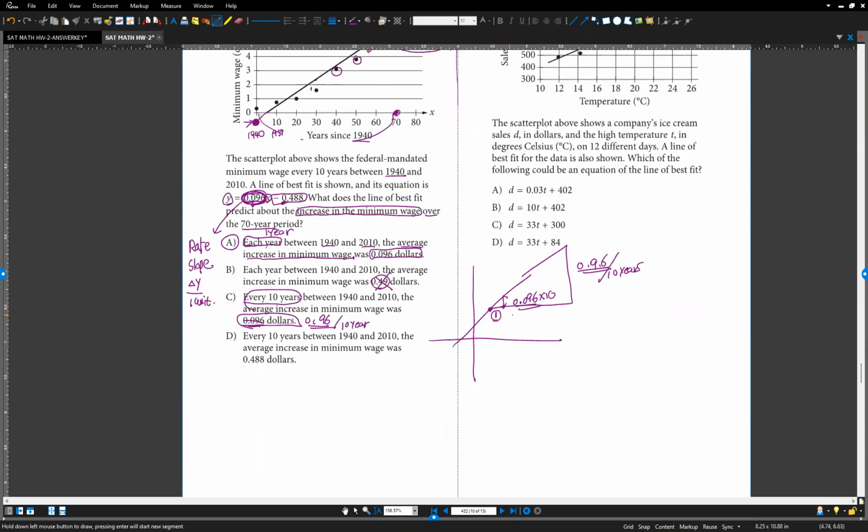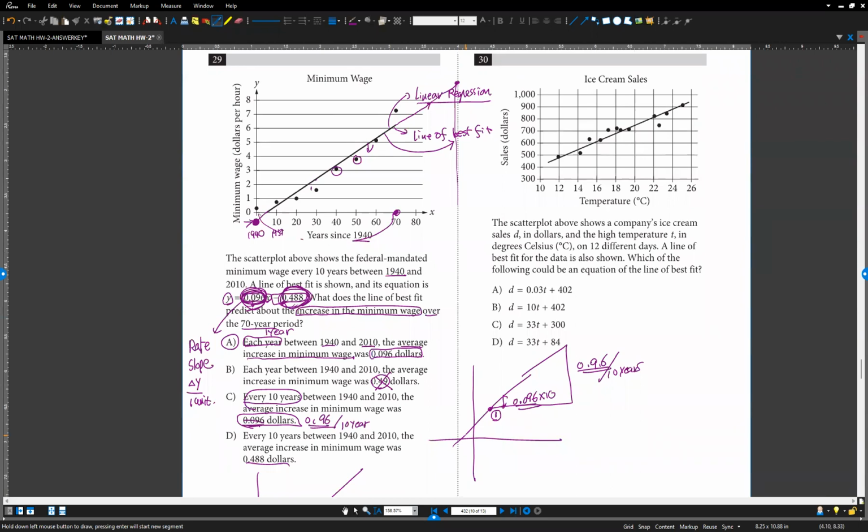The next one, every 10 years increase 4 point. We are not talking about this one. We are talking about the slope. This one is what is that? Initial value. They increase the initial value, okay? So choice A is the answer, okay?